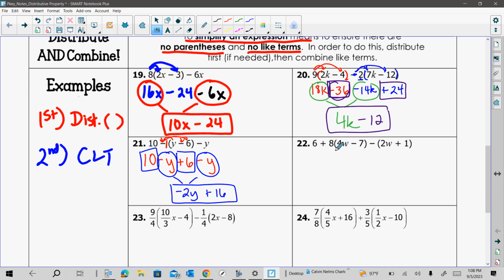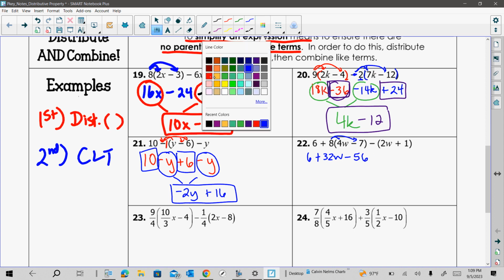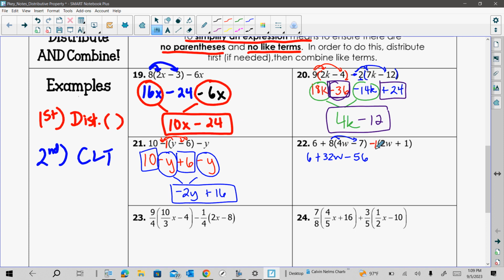Okay, 22. First set of parentheses. What are you distributing? 8. So what are we going to write then? Plus 32w. Thank you. 6 plus 32w. What else? Minus 56. Thank you. Now go to the next parentheses. What are you distributing? I don't see a number, so you put -1. So this now becomes negative 2w or minus 2w minus 1.